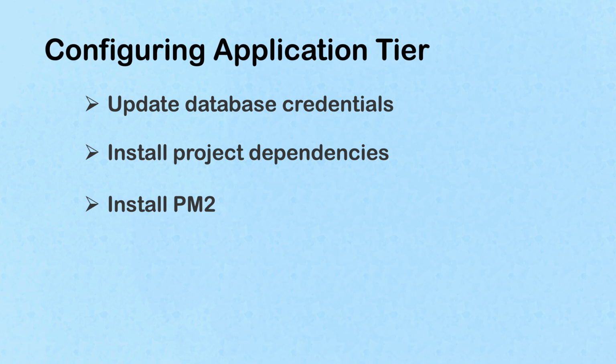Subsequently, we'll employ PM2 to manage the application. Finally, we'll initiate the backend application to serve requests. These steps will be replicated for the second application tier EC2 instance.